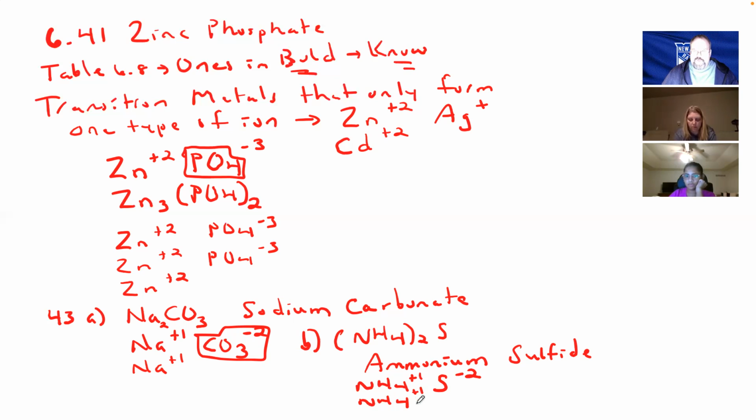Because 2 times +1 gives you +2, and +2 and -2 gives you 0. So as it turns out, if you were to look up the ammonium ion, you would see NH4+. That's the formula for the ammonium ion.